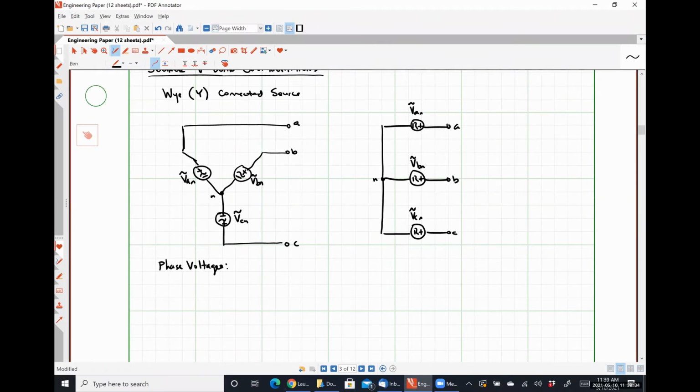All right, so a phase voltage is a voltage drop that occurs over one phase of a source or a load. Okay. So we would say that our source has a phase voltage of VAN, a phase voltage of VBN, and a phase voltage of VCN.